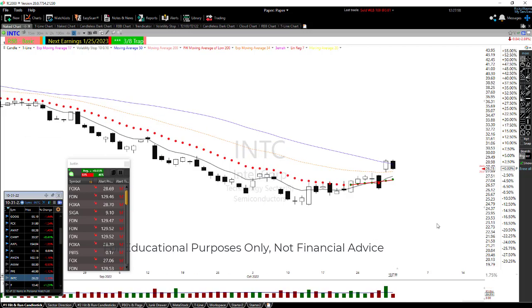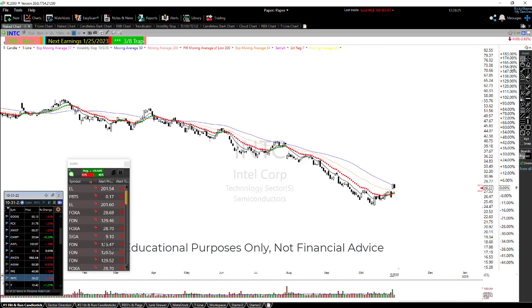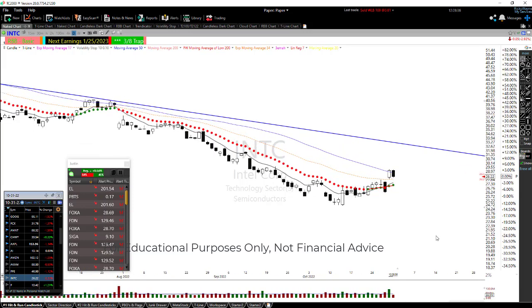So Intel for me has turned bullish right now. We've got our red dots, and now we've turned green. Not only do we have green, we have a bottom, we have highs, we have lows, we have higher highs, higher lows, higher highs. So I'm going to have to say it has turned bullish. Now, let's go look at the longer term, okay? The longer term is still bearish, but the shorter term is bullish.